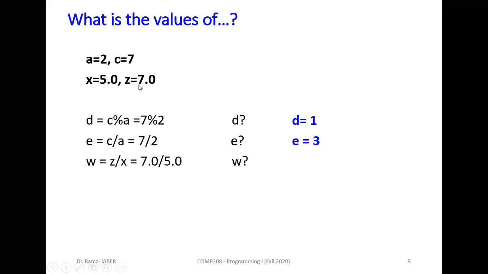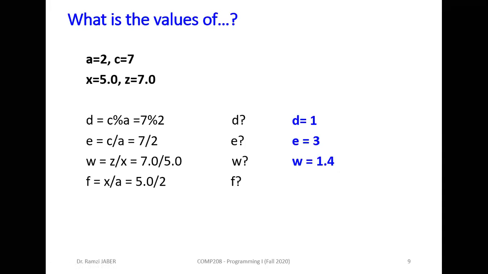Now W equal Z over X, 7.0 over 5.0. So float over float will give us a float. Bravo. It will give us 1.4. 7 over 5 is 1.4, a float number because we have float over float. Float over float will give us a real number with a decimal part, whereas 7 over 2 is an integer and gives us only the quotient part. Any question here?